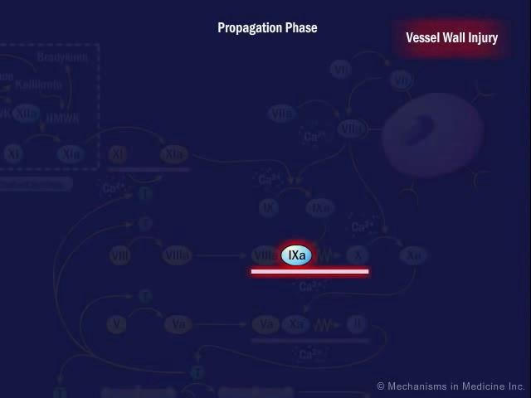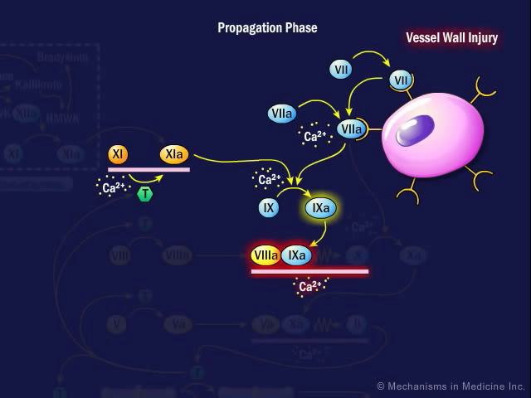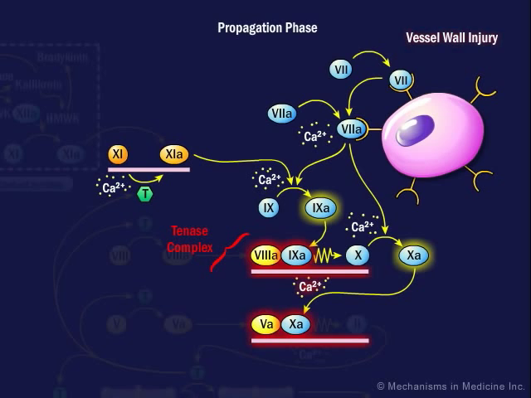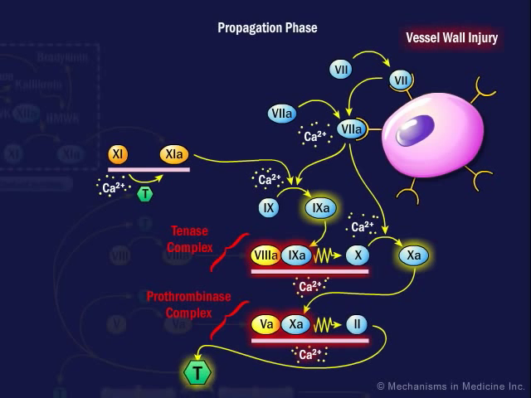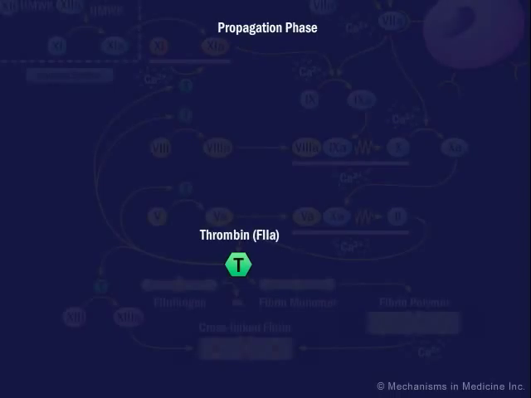On the activated platelet surface, factor 9A, some formed during the initiation phase and some formed by platelet-bound factor 11A during the amplification phase, binds to factor 8A and calcium to form the 10Ase complex. The 10Ase complex, as its name suggests, converts factor 10 to factor 10A. Factor 10A associates with factor 5A and calcium in the prothrombinase complex, resulting in a burst of thrombin generation. The thrombin formed during the propagation phase of coagulation is of sufficient concentration to promote fibrin clot formation.